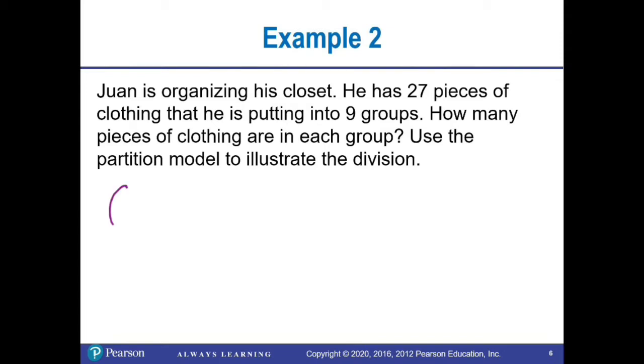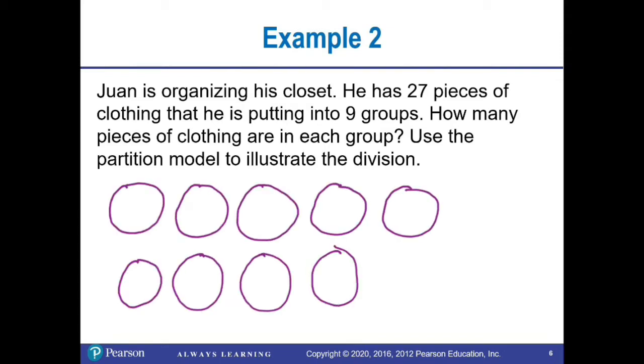So we have 9 groups. I'm going to draw 9 circles to represent my 9 different groups. And I start by putting a piece of clothing in each group. Now I'm going to use a dot to represent my clothing. So we have 1, 2, 3, 4, 5, 6, 7, 8, and 9.